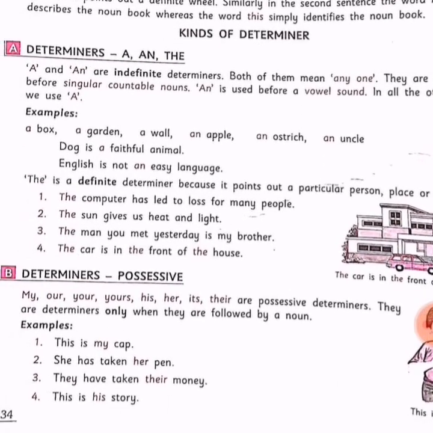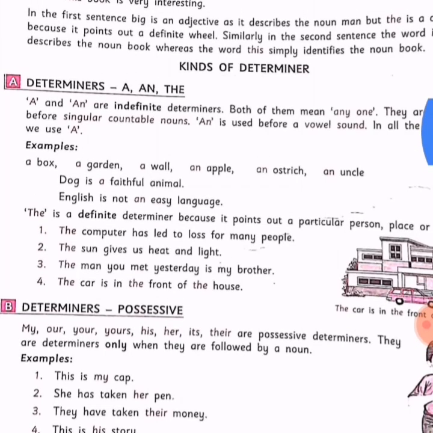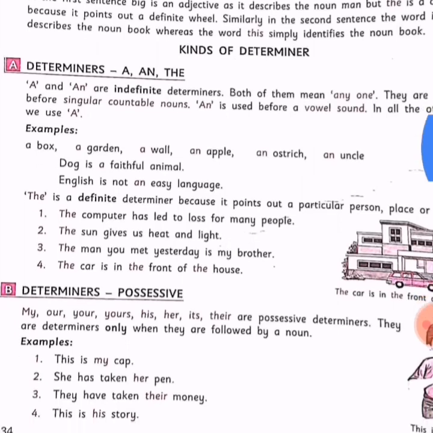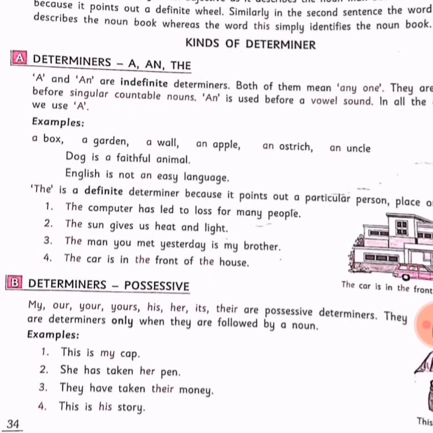Now the second part is possessive determiners. As I have explained before also, possessive means ownership, when we are talking about any possession. The determiners used in the possessive case are my, our, your, his, her, its, their. They are determiners only when they are followed by a noun. For example, this is my cap. Now here the noun is cap. Whose cap is it? It's my cap, meaning I am the owner of this cap. So we are using my here. So my is a possessive determiner.